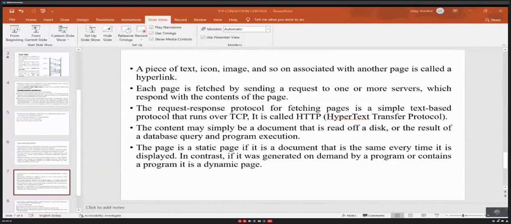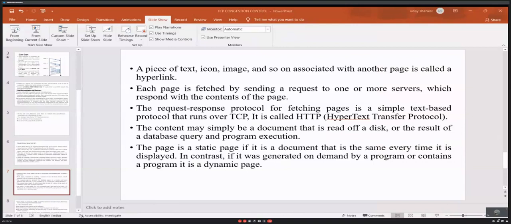The content on the web page may be either a document, or the result of a database query or a program execution. So you find many different resources available on web pages. Different types of content are present. So this page may be either a static page or a dynamic page.